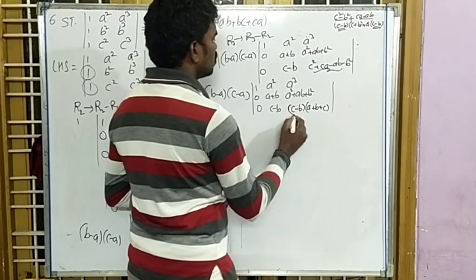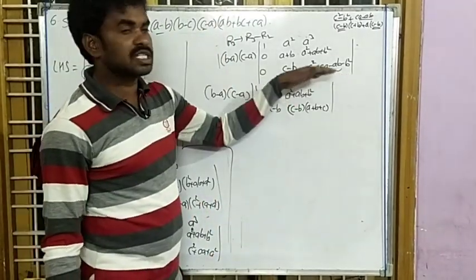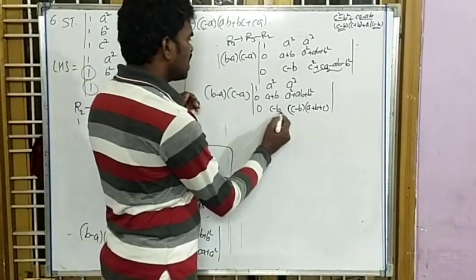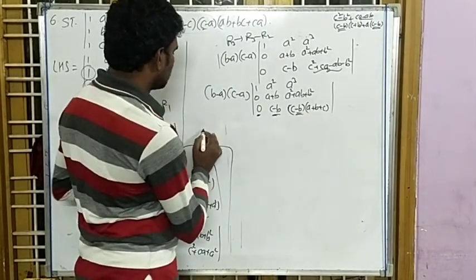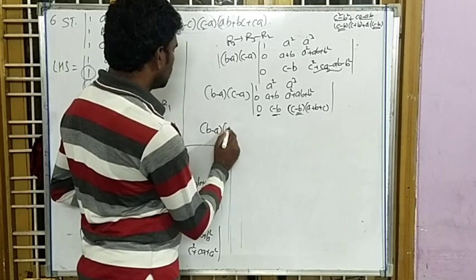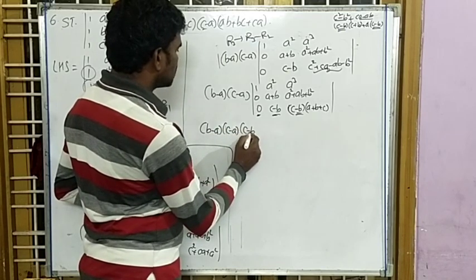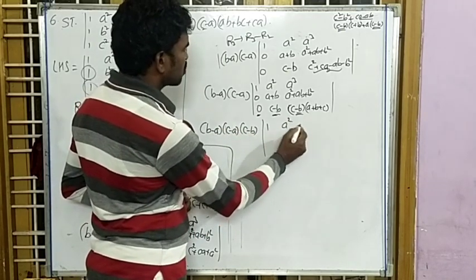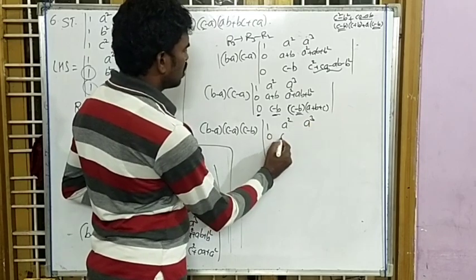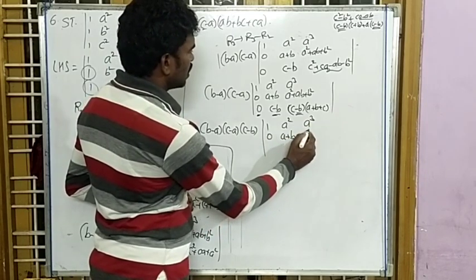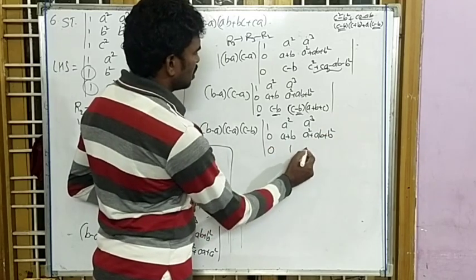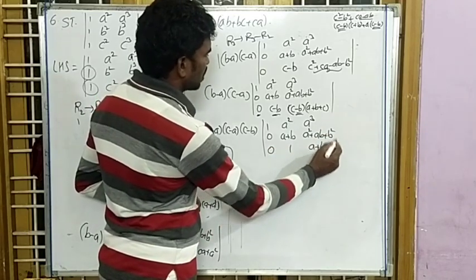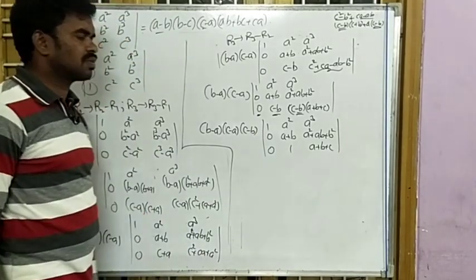So, do the rough work. What is the expansion of this one? Now, C minus B common, the first one is automatically 0. So, take C minus B common, the remaining is (B minus A) into (C minus A) into (C minus B), then the determinant 1 A square A cube, 0 A plus B, A square plus AB plus B square, 0 1 A plus B plus C. After that, nothing to do in the transformations.